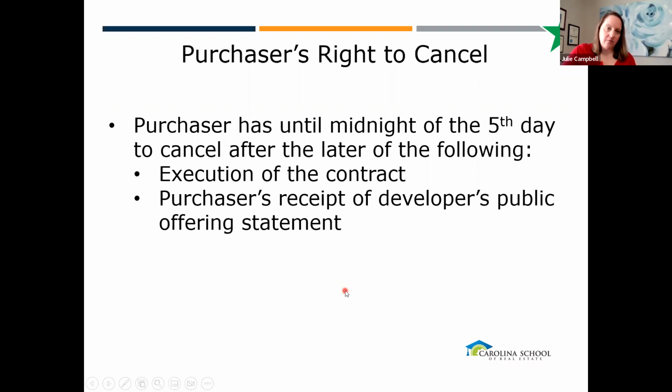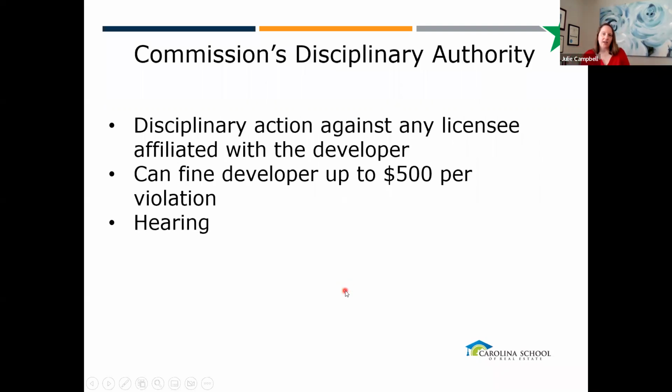Because timeshares are regulated by the commission, they can take disciplinary action. They can discipline the developer, any of the licensees, any of the salespersons. The commission cannot regulate an unlicensed person. So if the developer has W-2 employees working for them and that W-2 employee messes up, the developer's going down.